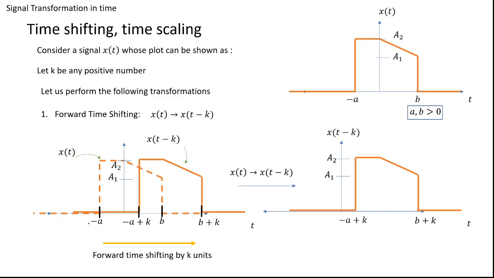As you can see, the initial coordinates of the signal were at minus a and b, but after the shifting by k units, the new coordinates are at minus a plus k and b plus k. Now as you can see, this is the time shifting, so the shifting is observed only along the time axis and not on the vertical axis, right? So this is the forward time shifting because the signal is getting shifted forward.